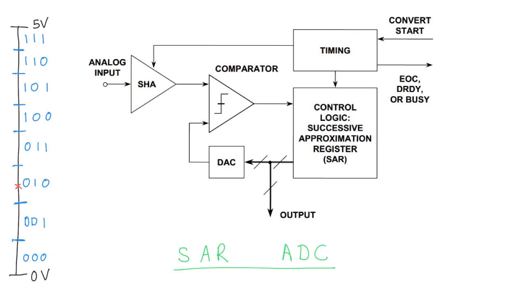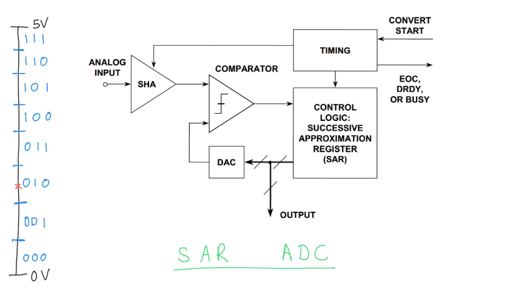So how does this block diagram work now? We have an analog input, and the analog input is given to a sample and hold amplifier, and the sample and hold amplifier holds this analog value at this point. And this analog value is now compared to the output of a DAC. And the output of the DAC, of course, depends on the input of the DAC, which is controlled by the control logic.